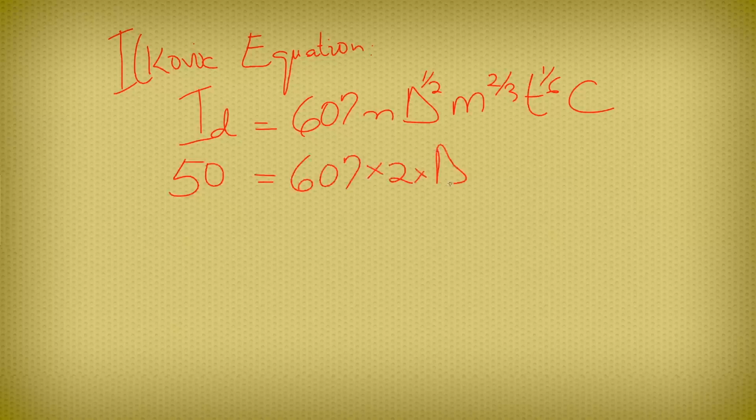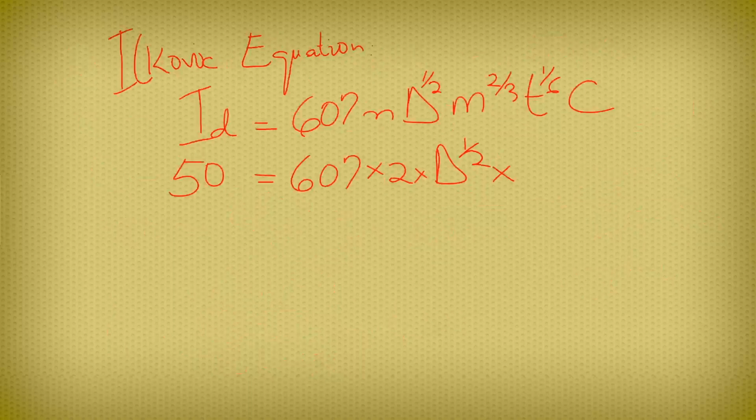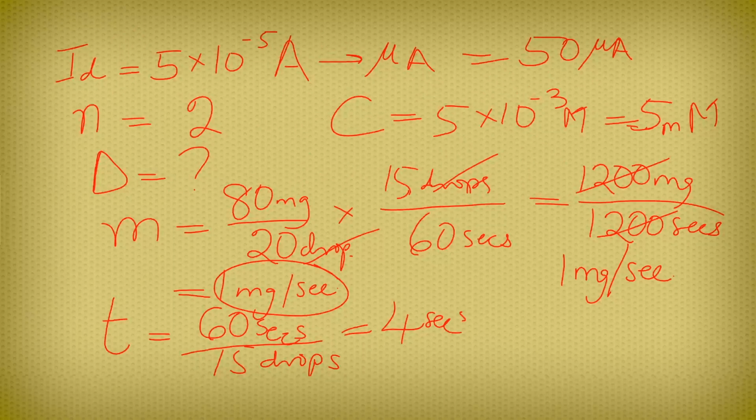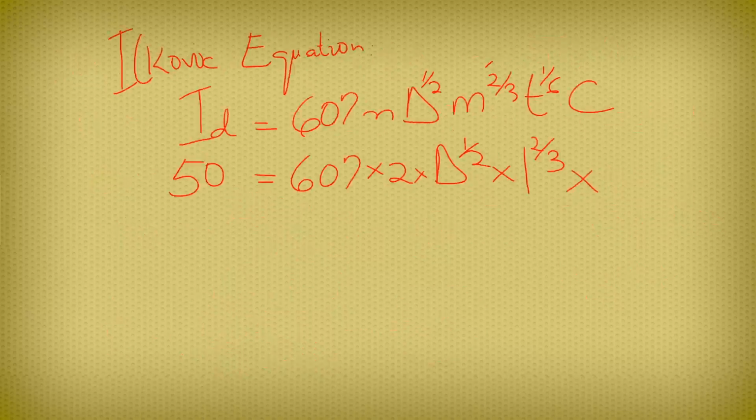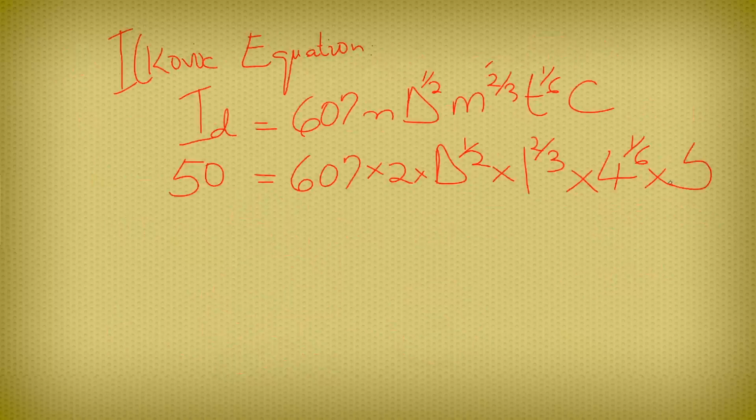D is what we are looking for. Okay? M, we already have. If you go back, we have calculated for M, and that is the value of M. Okay, so we now put 1, and remember that, so 2 over 3. And then T we have also solved for, which is 4 seconds, times 4, remember 1 over 6. And then the concentration we have also converted, and then we have 5 here.